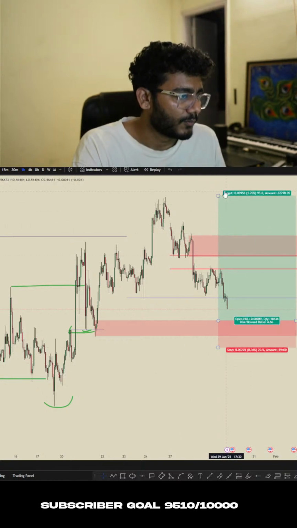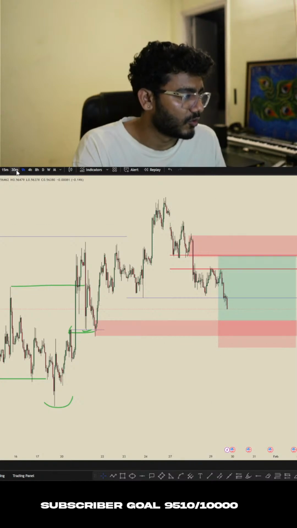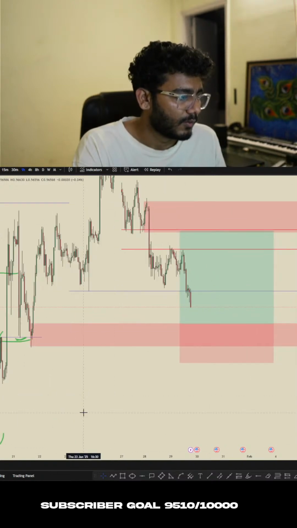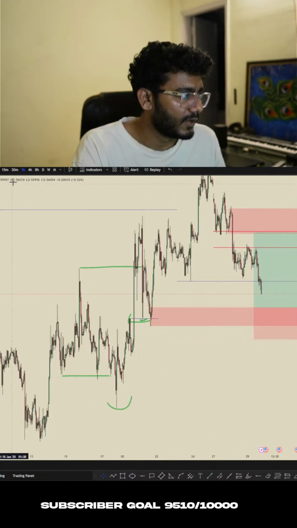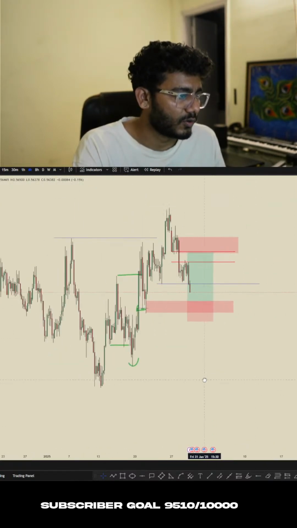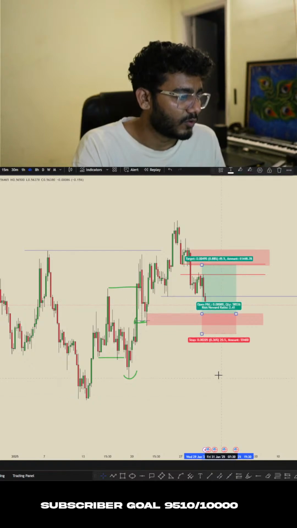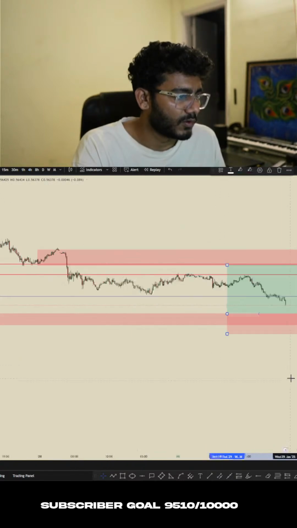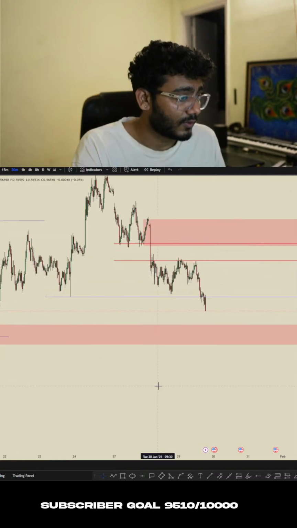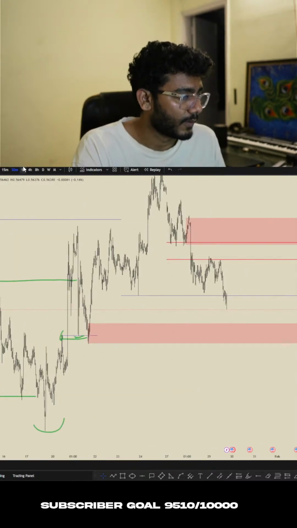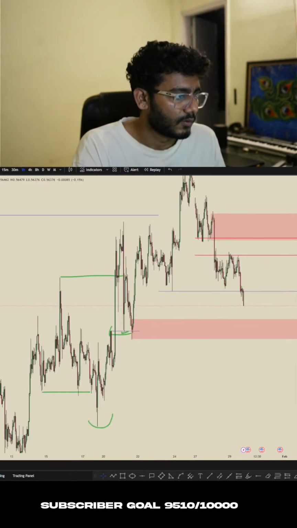But we have to look for at least a change of character on the low 1 minute time frame, because right now overall the trend is to the downside on the higher time frame, but our weekly structure, like 4-hour structure, is going to the upside. But I don't think price will give us an entry, so we need to look for a change of character, or else we are looking for a sell side entry.